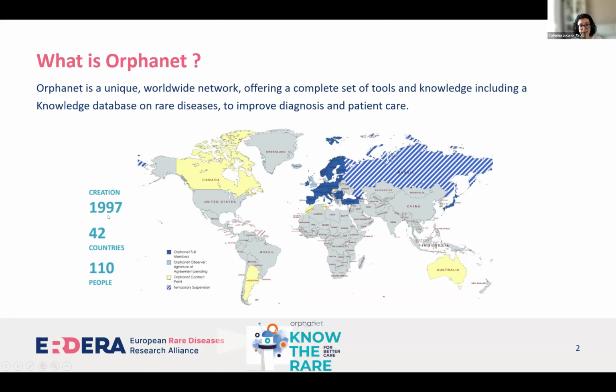Orphanet was created in 1997, and it's composed at the moment of 42 countries. Basically, you see the full members in blue. They're mostly in Europe, and then we have some observer countries for which we are waiting for the signature agreement, notably UK here and Greece. We have some contact points internationally, so in Canada, for example, in Australia, and we have a notable temporary suspension. In total, we have 110 people working in the different countries, and the coordination is in Paris, France.